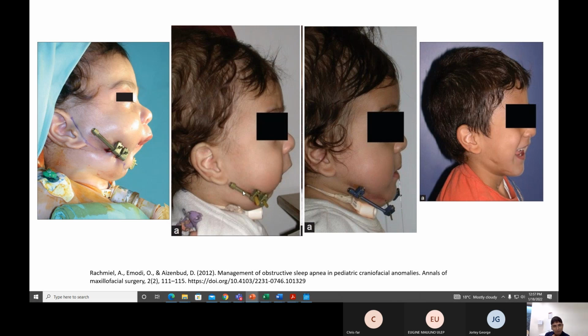This distractor is moved apart, helping the growth of the bone, the mandible. And you can see the jaw has now almost developed to normal extent. And this patient now is decannulated because the airway is now much improved. So these patients with craniofacial abnormalities and upper airway obstruction may need tracheostomy for a long period of time, even a few years, until the reconstruction is complete.